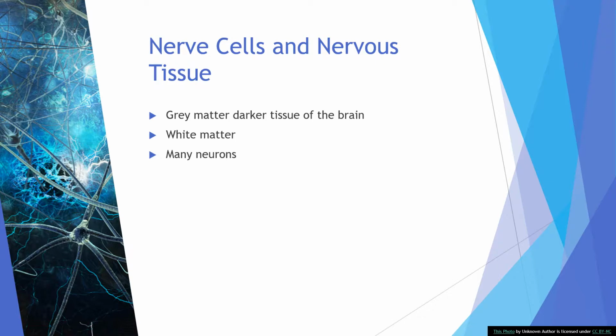Nerve cells and nervous tissue. The brain is composed of nervous tissue. It contains millions of nerve cells called neurons. This nervous tissue forms gray matter. Gray matter is found mostly on the surface of the brain, as compared to white matter, which is the nervous tissue deep within the brain.